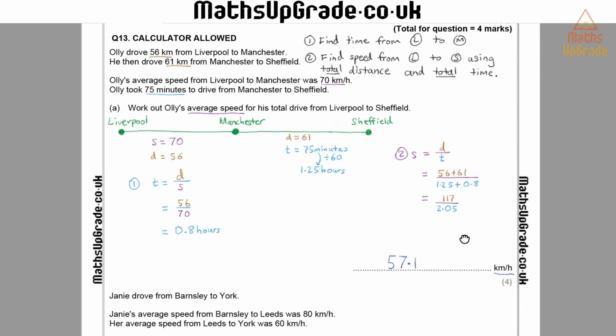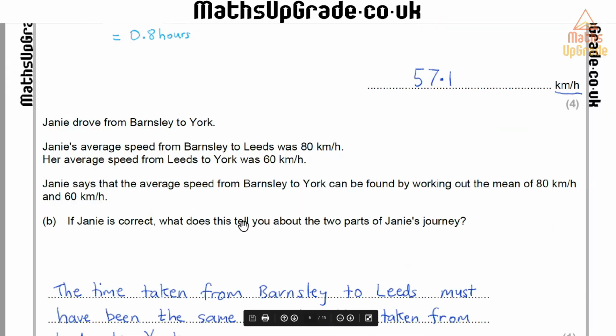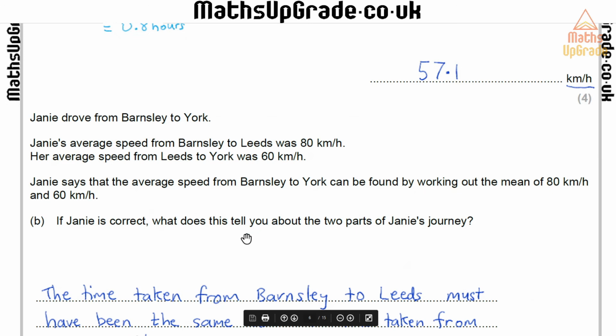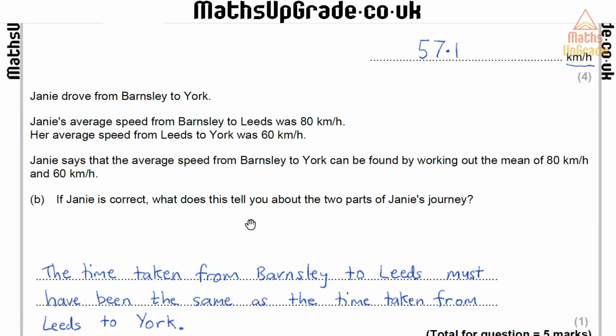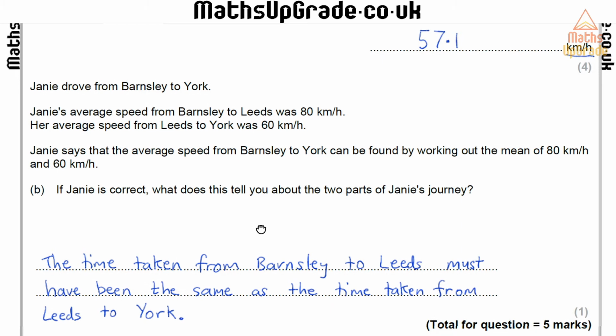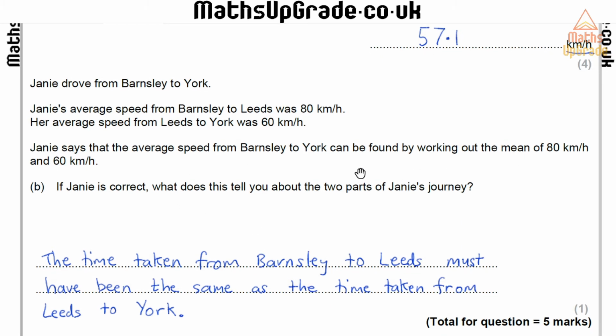And then the next part, Janie drove from Barnsley to York. Her average speed from Barnsley to Leeds was 80 kilometers per hour. Her average speed from Leeds to York was 60 kilometers per hour. Janie says that the average speed from Barnsley to York can be found by working out the mean of 80 kilometers per hour and 60 kilometers per hour. If she's correct, what does it tell you about the two parts of her journey?